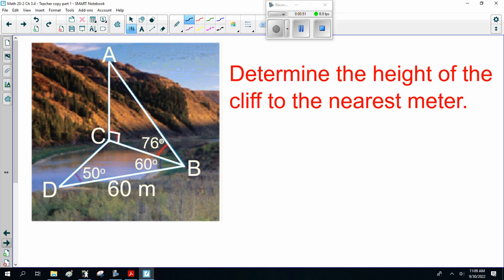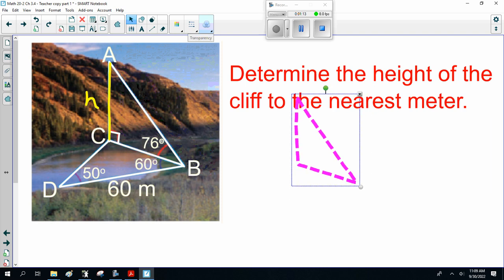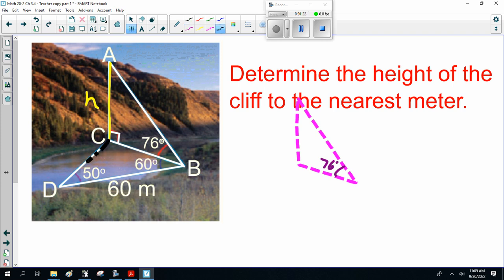We want to find the height here. How do we do that? Well, once again, we have two triangles. We have this one here. I'm going to move this over here, make it a little bit smaller. This angle is 76 degrees. We also have this triangle here.